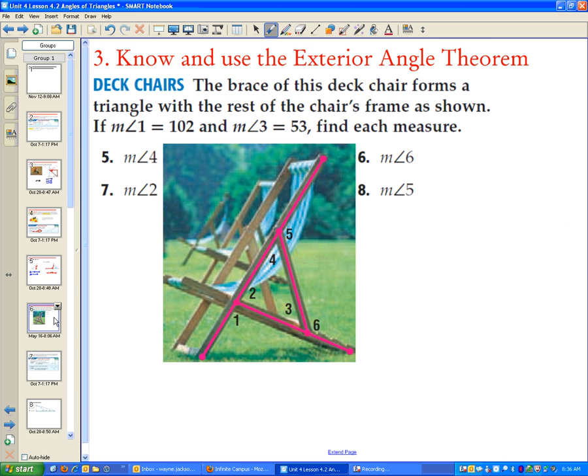All right, everybody likes the chair problems. The brace of this deck chair forms a triangle with the rest of the chair's frame as shown. Everybody sees the little triangle. Angles 2, 3, and 4 are the interior angles. If the measure of angle 1 equals 102, so draw this figure on your paper. Don't draw the chair. Draw the important part.